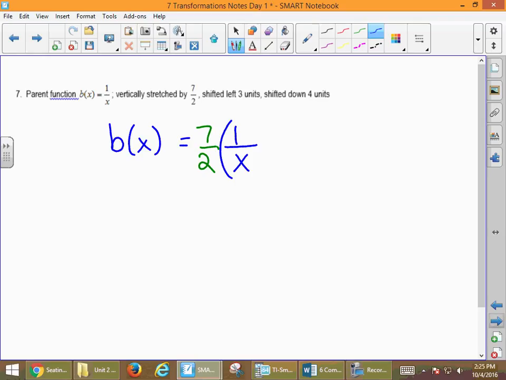Well, if you look back up there at problem number 3 that we did earlier, we saw that we moved left 5. So this is going to be plus 3 in the denominator. And then to finish, down 4 units. That's going to be an outside of the function. We're going to subtract 4.